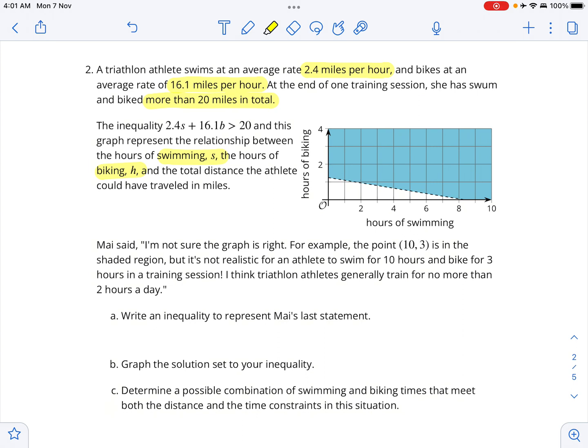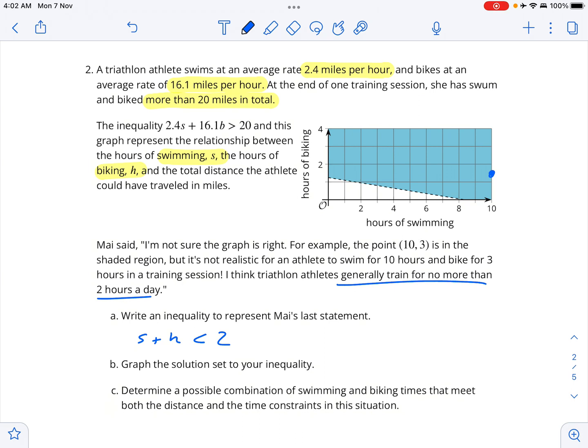Mai said, I'm not sure that the graph is right. For example, the point (10, 3) is in the shaded region, so (10, 3) is what, right up here. But it's not realistic for an athlete to swim 10 hours and bike for 3 hours in a training session. I think triathlon athletes generally train for no more than 2 hours a day. So she's adding a second constraint onto this. So if they train for no more than 2 hours a day, then S plus H is going to have to be less than 2.